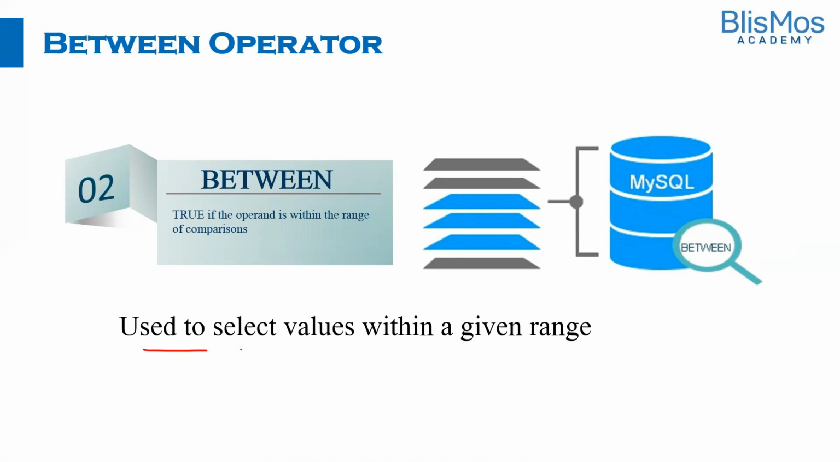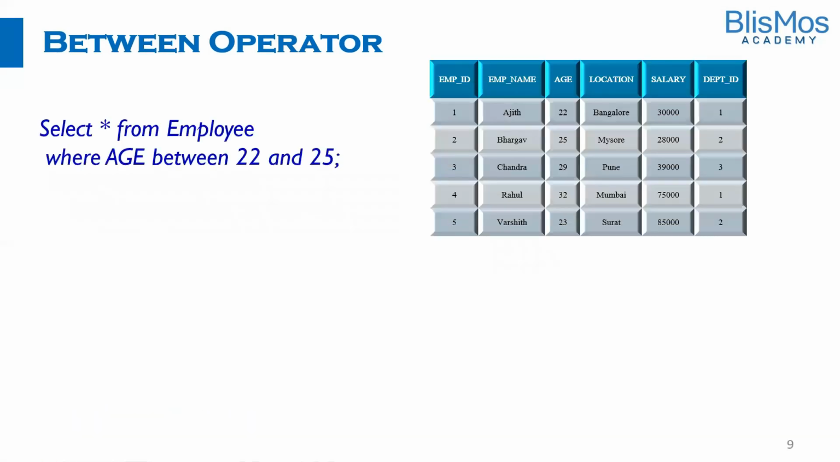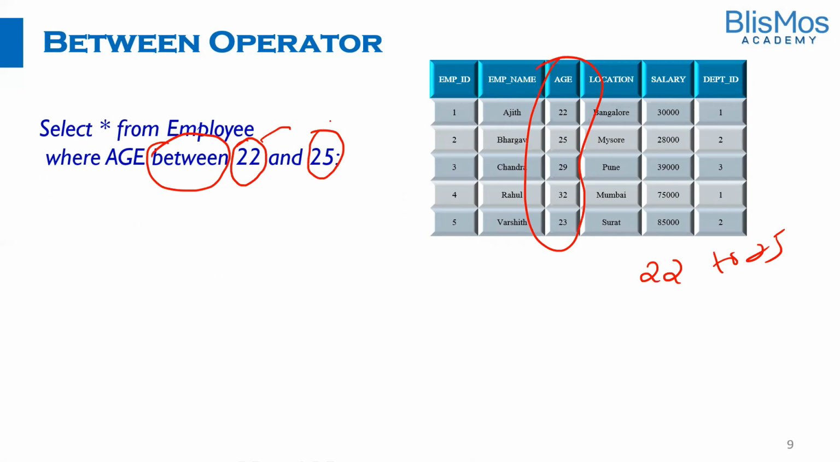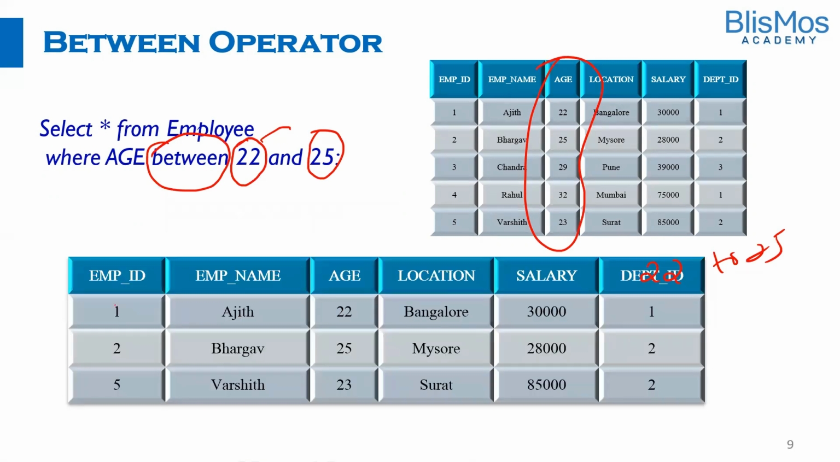How does the BETWEEN operator work? The BETWEEN operator is used to select values within a given range. You may encounter multiple instances where you want to get some data that is within a particular range. That is when we can use BETWEEN. Let us look at the example. If you want to get all the employees who are of age from 22 to 25, that is when we can use BETWEEN. So here it will get all the employees who have an age between 22 and 25. Isn't it an intuitively named operator? Yes, it is. So with this, we'll get all the records which have an age between 22 and 25.